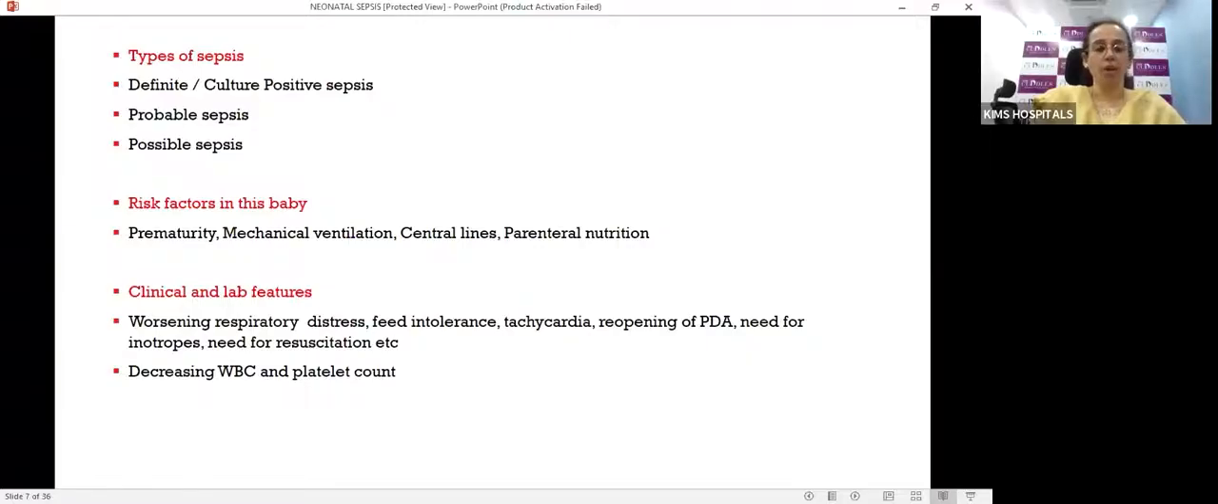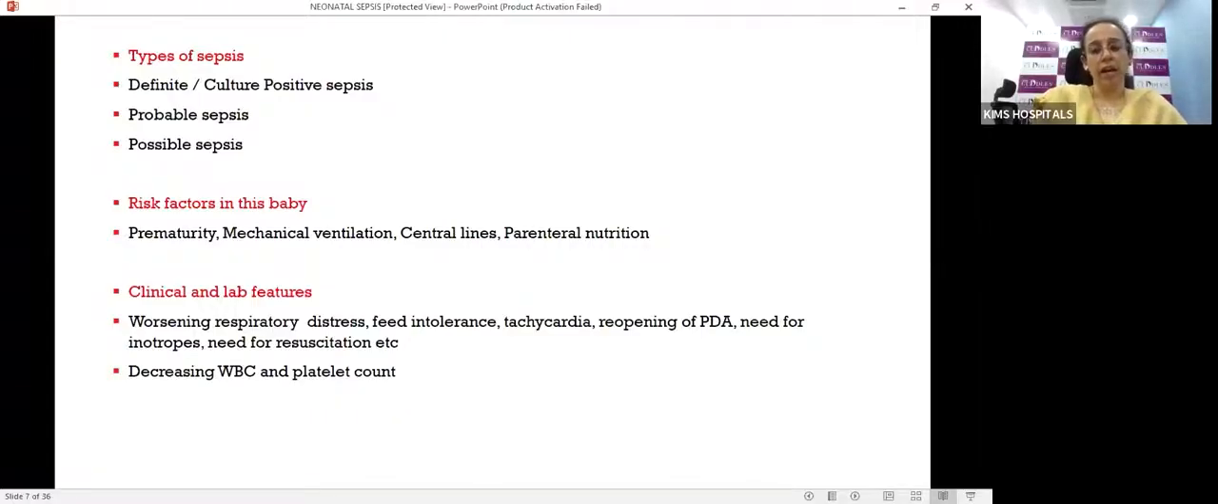So in the above scenario of the 25-weeker baby, what are the risk factors? The baby being extremely premature and being on mechanical ventilation, having central lines and being exposed to parenteral nutrition, these are all the risk factors for the baby to have an onset of hospital-acquired infection or late onset sepsis.